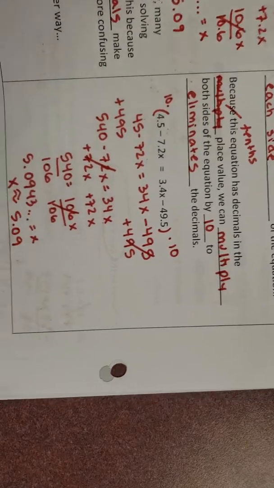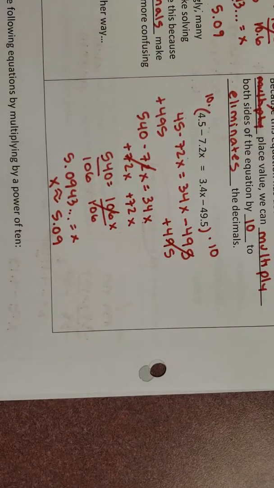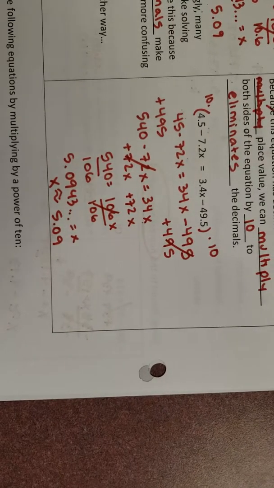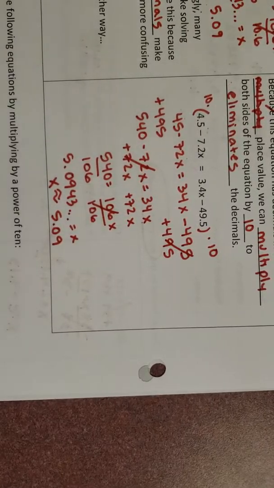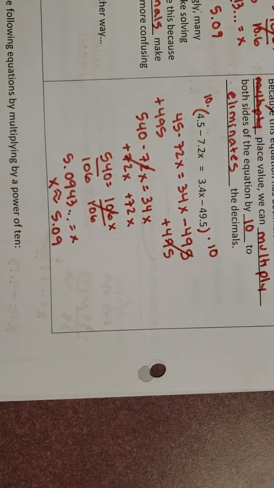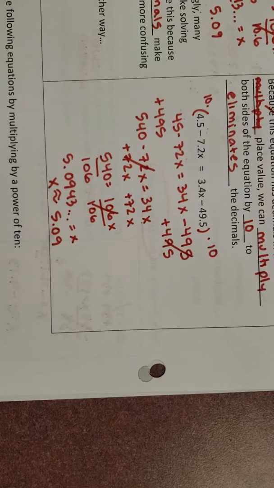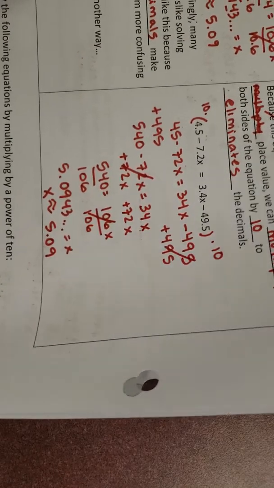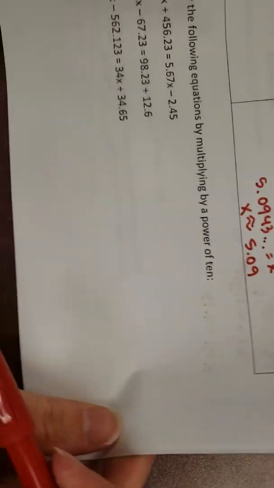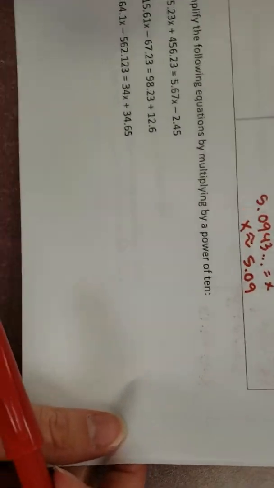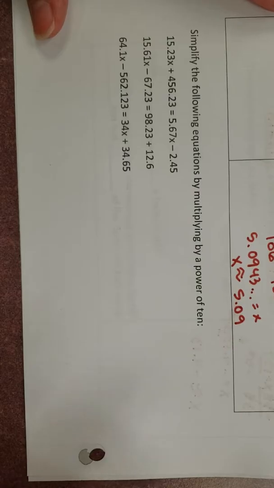Because we multiplied each side by a power of 10, we kept things the same on both sides. We just inflated both of them proportionally. So as you can see, it really doesn't matter in the outcome which process you decide to follow. They're not always as easy to simplify as this one. So let's talk about some strange ones.